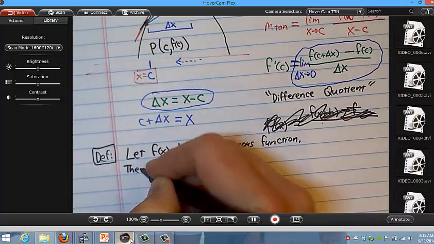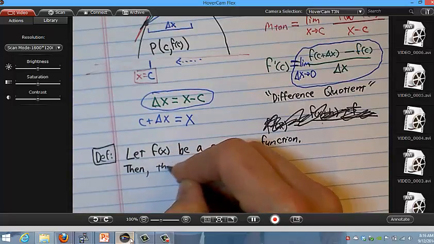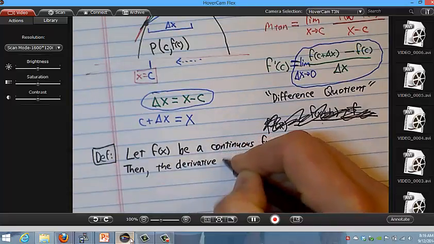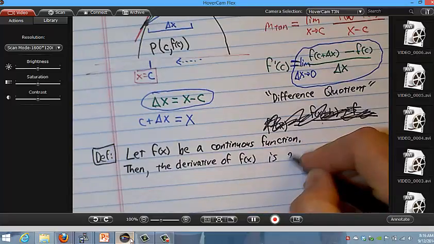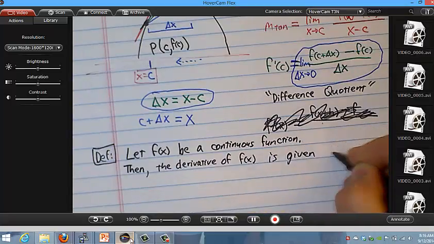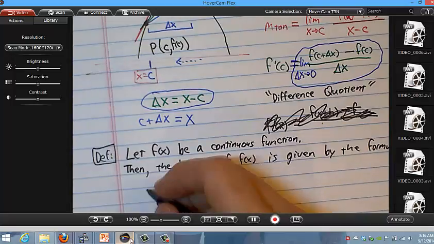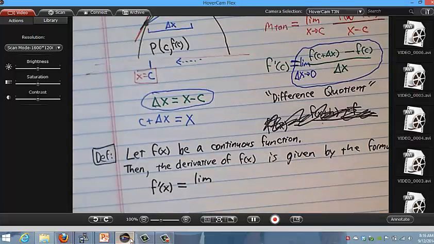Then the derivative of f of x is given by the formula: f prime of x is equal to the limit.